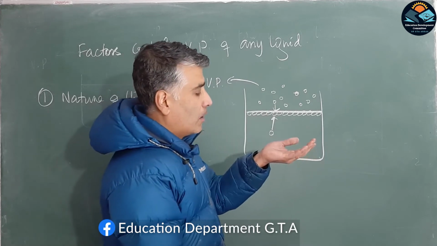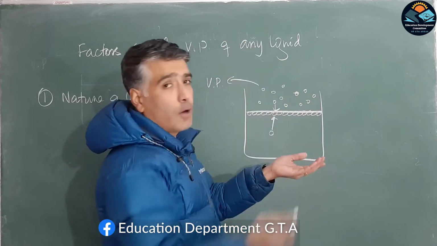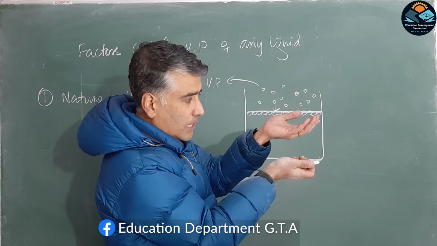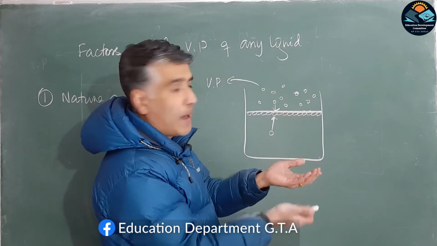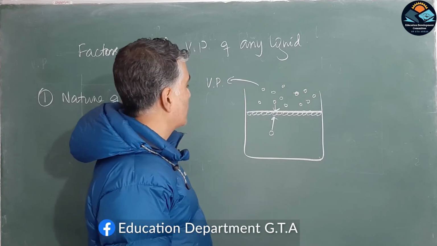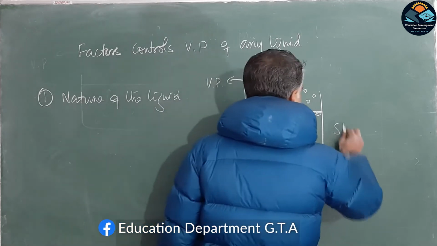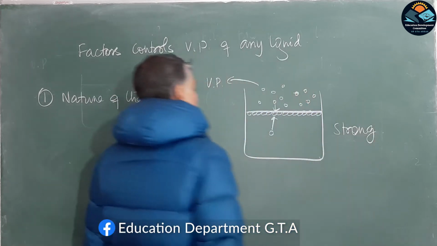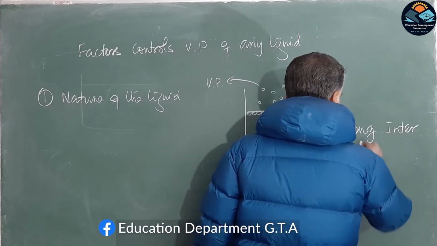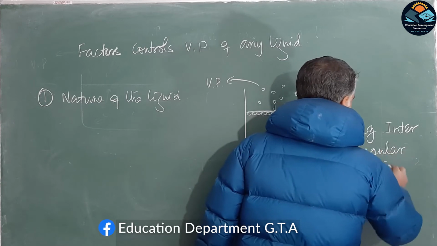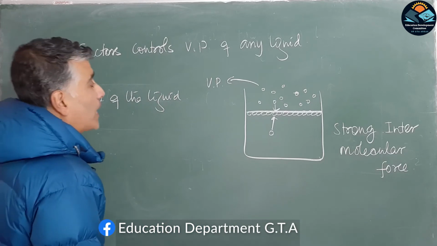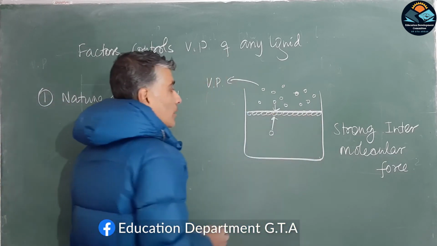Even if you strike a molecule on the surface to knock it off to form a vapor, the molecules are attracting each other so hard that the other molecules on the surface will pull that molecule back. So it tends to form vapor with difficulty. So if you have liquids with a strong intermolecular force, then such liquids form less vapor and will have lower vapor pressure compared to another liquid where the molecules attract each other with a very weak force.